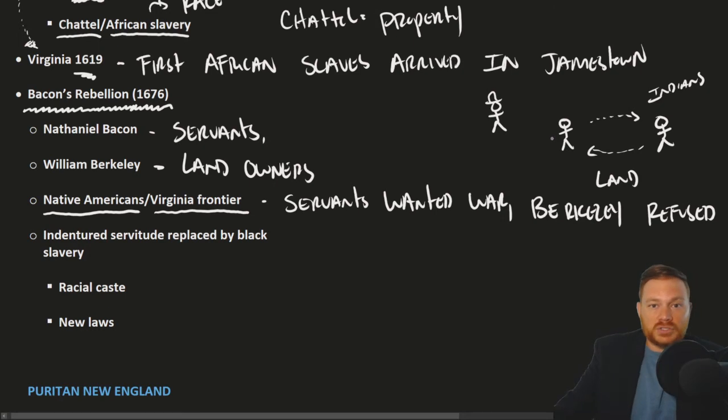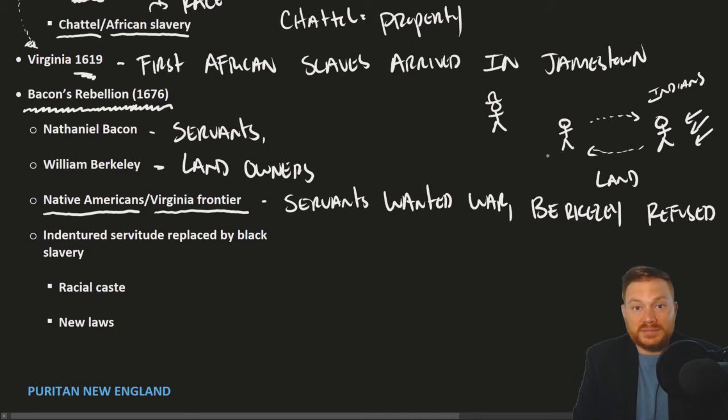And when they go to the outskirts of the colony, they come into contact and conflict with the native population. So they want war against the natives, Bacon does. However, Berkeley doesn't. He wants peace. He wants trading relations. He really doesn't care too much about the demands of the servants. And so Nathaniel Bacon leads a rebellion against Berkeley, chases him out, burns down Jamestown, and in the aftermath goes to war against the Native Americans himself without colonial approval.